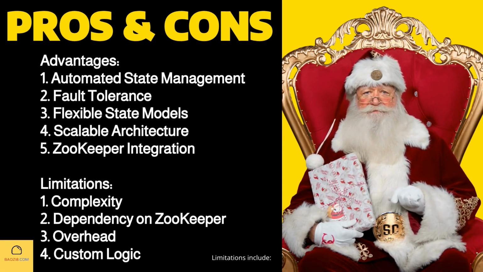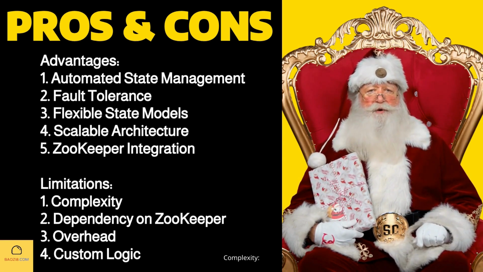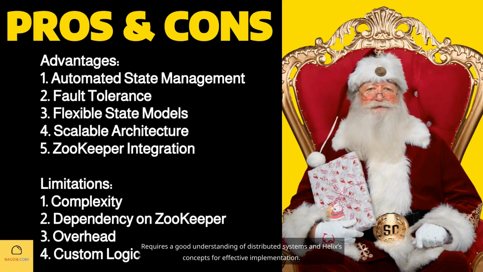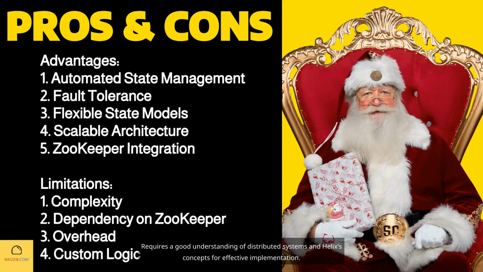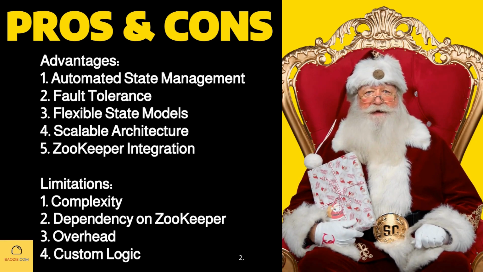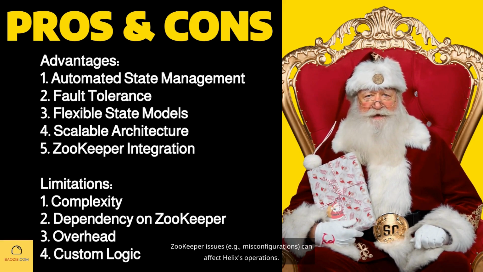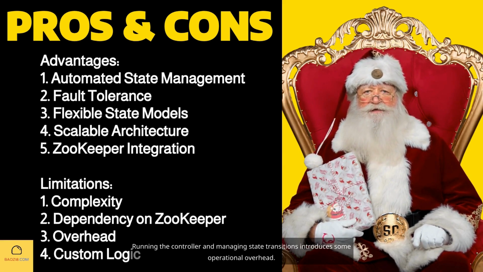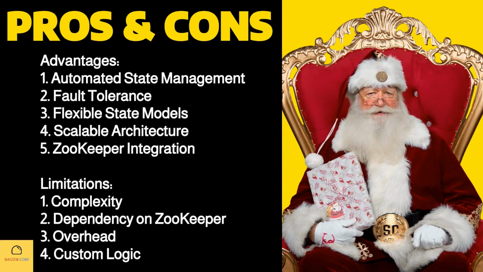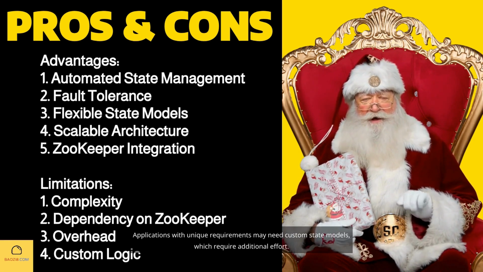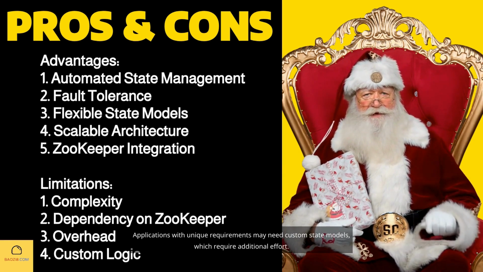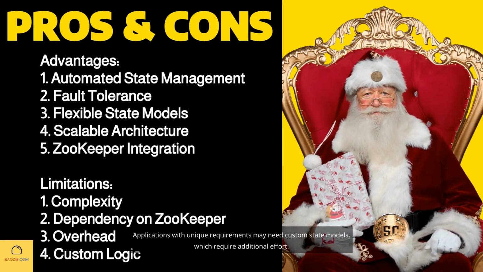Limitations include: 1. Complexity. Requires a good understanding of distributed systems and Helix's concepts for effective implementation. 2. Dependency on Zookeeper. Zookeeper issues, e.g., misconfigurations, can affect Helix's operations. 3. Overhead. Running the controller and managing state transitions introduces some operational overhead. 4. Custom logic. Applications with unique requirements may need custom state models, which require additional effort.